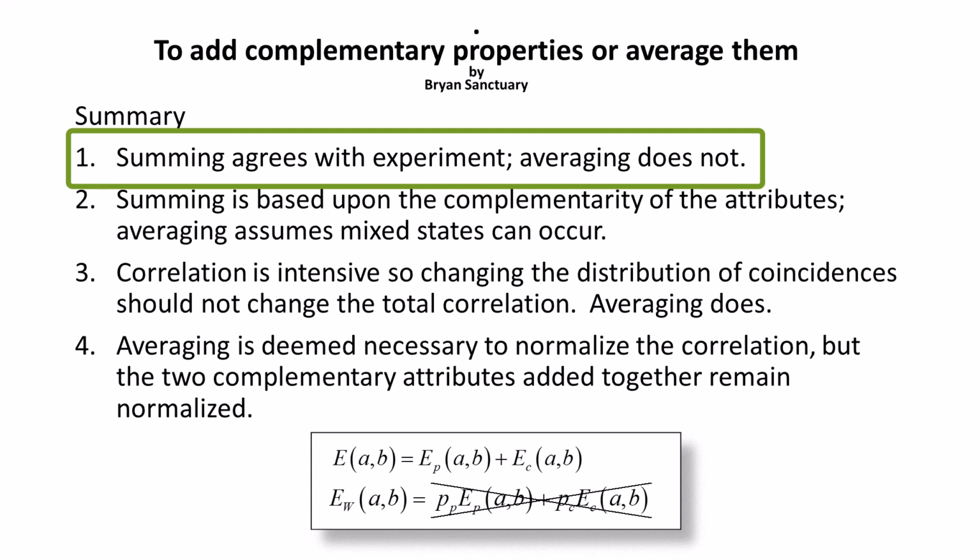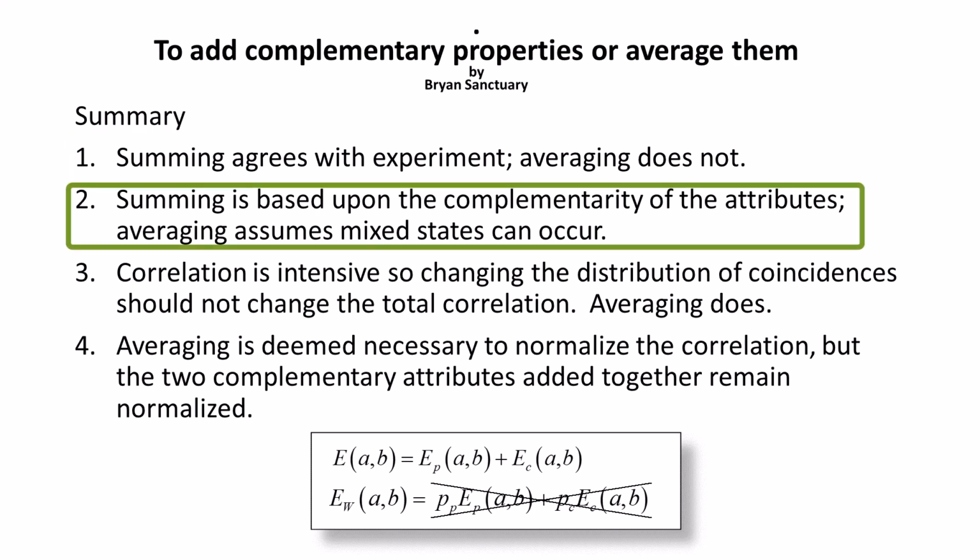Agreeing with experiment is an important and necessary requirement of any theory. Summing is based upon the complementarity of the attributes. Averaging assumes mixed states can occur. Position and momentum, and energy and time, exist in different Fourier transform spaces. Spin polarization and helicity also exist in dual spaces. They exist simultaneously, but are not manifest simultaneously. They cannot therefore form mixed states.